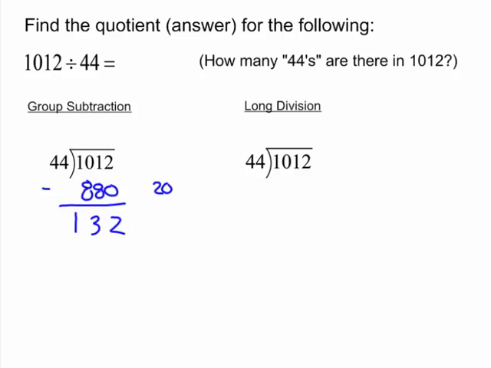Now I have to figure out how many 44s fit into 132. This is significantly smaller, I'm a little more comfortable, and I can see that there are 3 groups of 44 that can be subtracted, and I'm left with no remainder. Well, it's a new term for us, but I have nothing at the end. So my total here is 23.